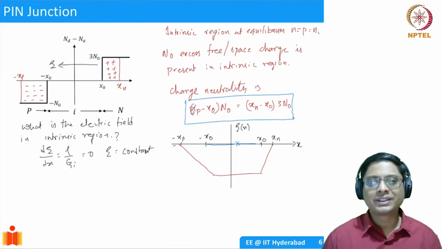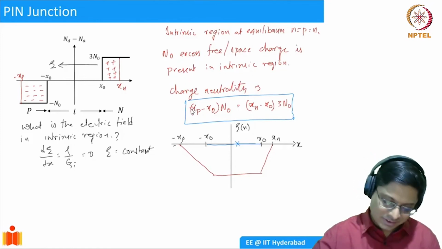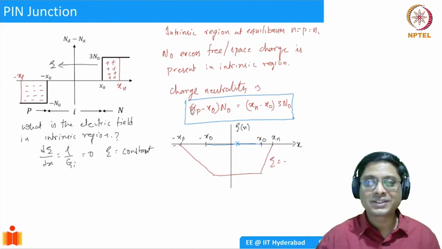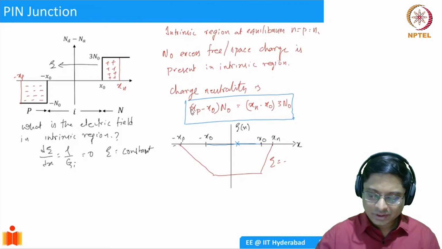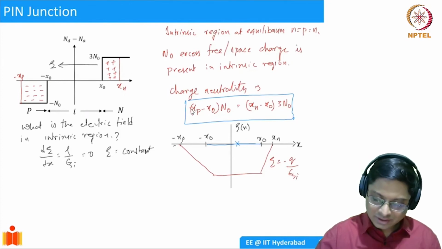It has a lot of implications, especially in photodetectors. So you can compute, I mean, what is this relation here? This electric field expression is going to be minus. Now we should be experts in writing these electric field expressions. So there should be q, there should be epsilon silicon, and then the charge. How much is the charge here? On the n side it is 3 n naught times (x_n minus x naught).